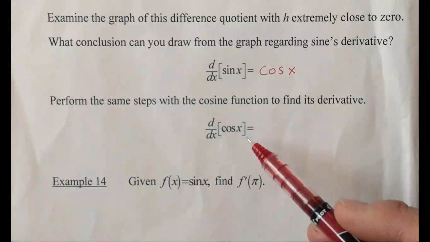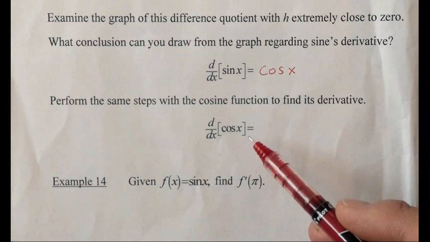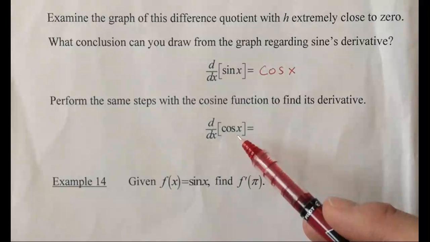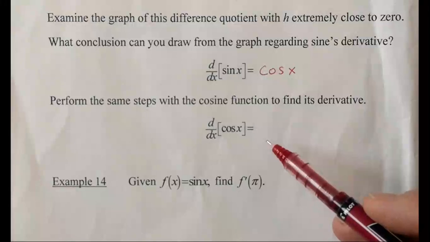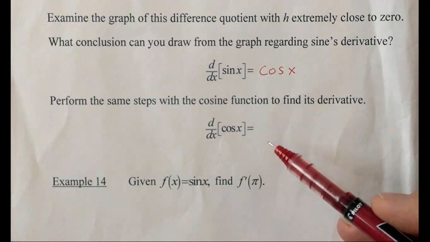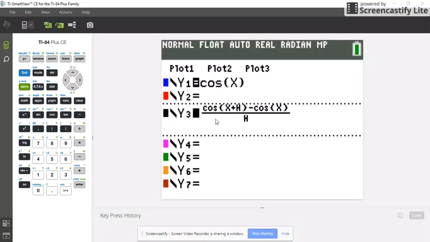Let's go back to the graphing calculator and see if we can figure out what's going on with the derivative of cosine x. If sine derives to cosine, does that mean that cosine is going to derive to sine? Let's find out. So we're back here. We now have the cosine function in as y1, and the derivative of cosine is temporarily entered into y3, but I'm not going to graph it yet. I just want to look at the graph of cosine.